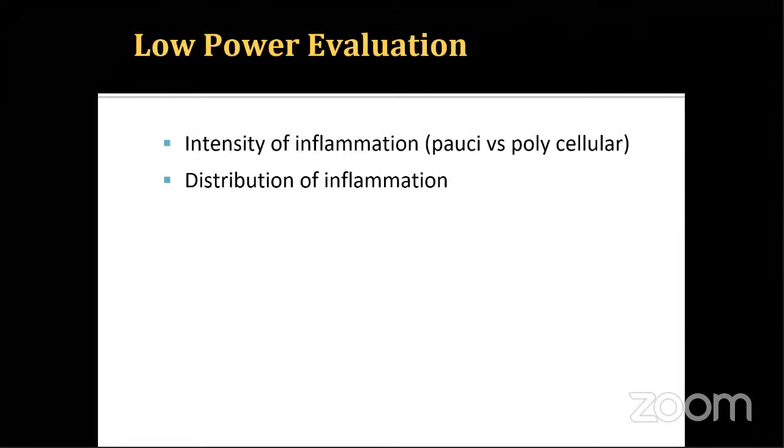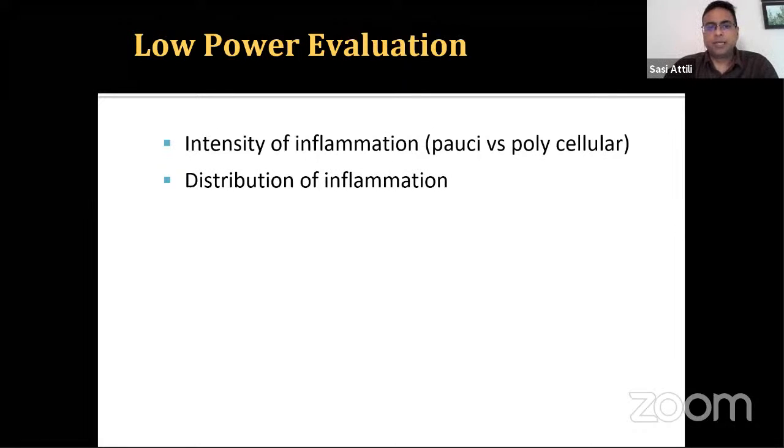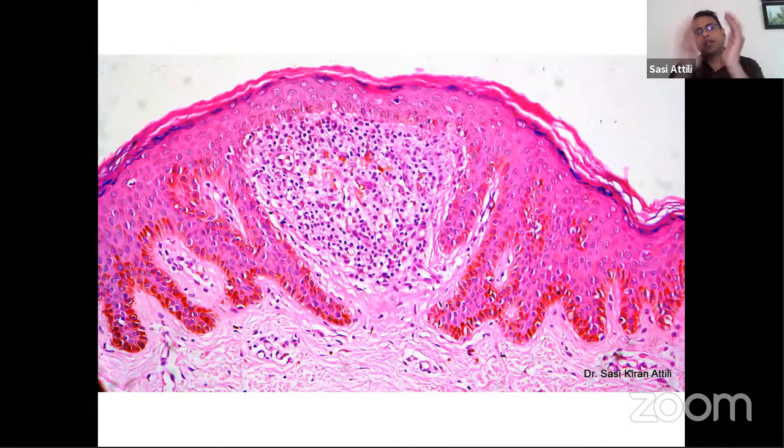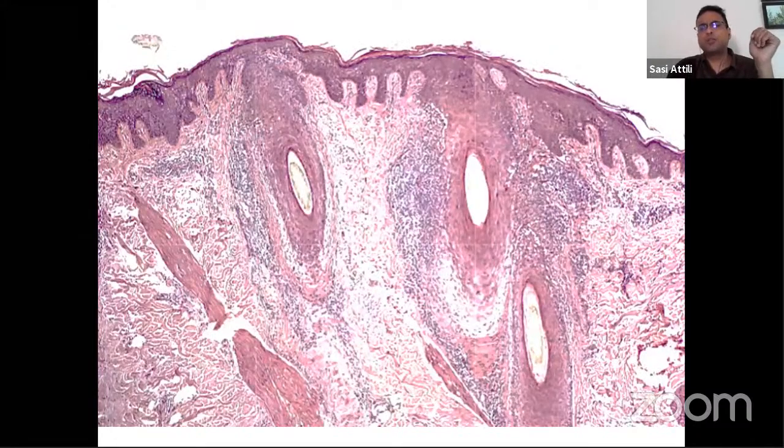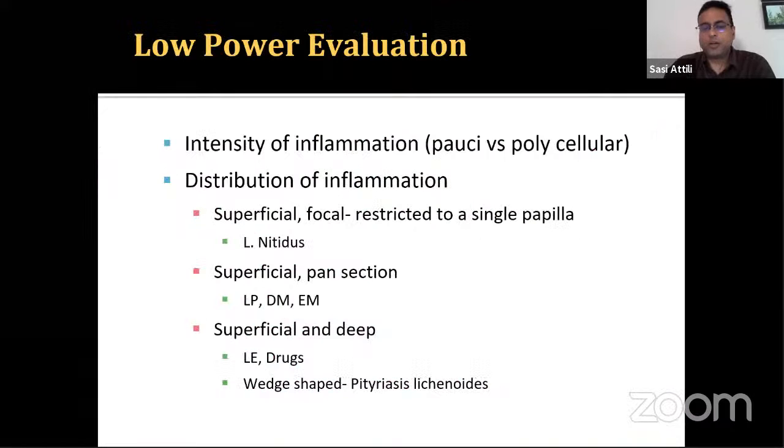In low power, there are 2 things which you can easily see. Is it a lichenoid or a vacuolar interface dermatitis? Is it a paucicellular or a polycellular infiltrate? Then the distribution of infiltrate. These are easily visible on low power. For example, if the infiltrate is confined to 1 rete peg, this is easily visible even on low power. This is a case of lichenitis. I'm sure all of you know. If the infiltrate is predominantly restricted to the follicular units, a case of lichen planopilaris. So this is visible on low power.